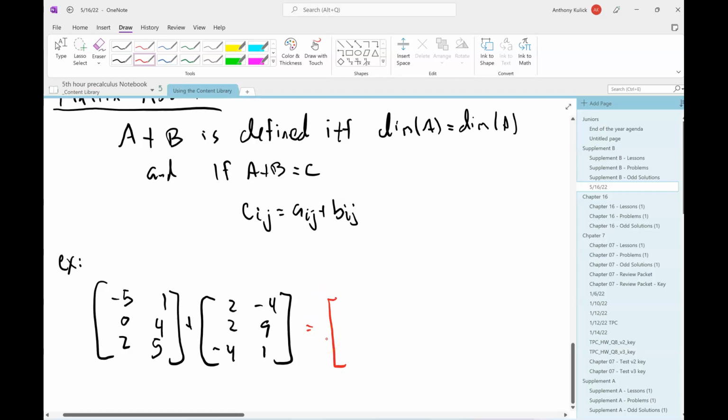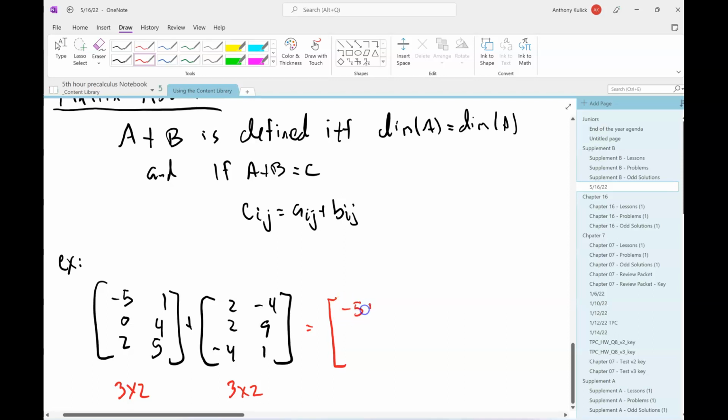So let's say we want to add these two matrices together. First thing I should check is to make sure that they have the same dimension. What's the dimension on the first matrix? 3 by 2. And the dimension on the second matrix is 3 by 2. So we can definitely add them together. If they were not the same dimension, you can just write undefined, right? If you have two matrices that aren't the same dimension, you can't add them together.